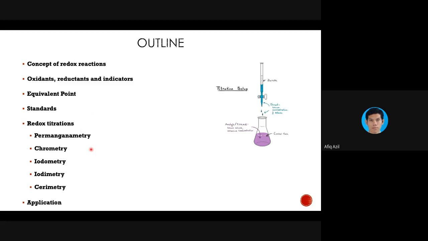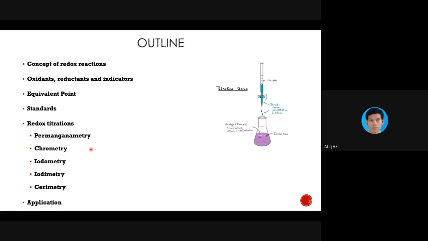First, we're going to look into permanganometry. Okay, so it involves potassium permanganate or permanganate ion. And then we will look into chromatry or dichromatry. So this one involves dichromate ion. And then iodometry and iodimetry. Okay, the spelling is just slightly different, but the method itself has quite a significant difference in how they are being used in the lab.